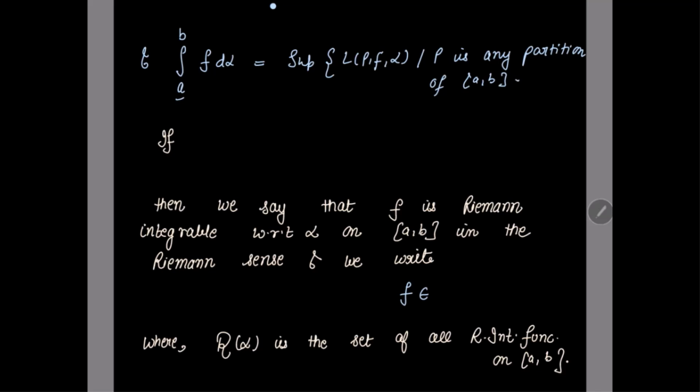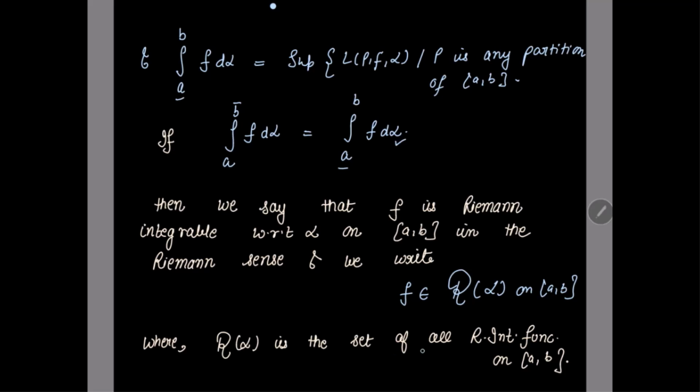Now what happens if the upper Riemann integral and lower Riemann integral are equal? Then we have f belonging to this set of Riemann integrable functions, right? If the upper integral of f d alpha is equal to the lower one, then we say that f is Riemann integrable with respect to alpha on the closed interval [a, b] in the Riemann sense, and we write f belongs to R(alpha) on [a, b], where R(alpha) is the set of all Riemann integrable functions on the closed interval [a, b].